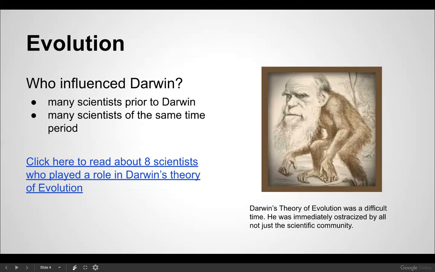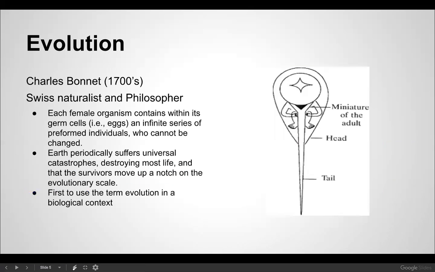So anyway, who influenced Darwin? Many did. Many of the scientists of the same period. You can click here and look at all the different people that played a role in it. But Charles Bonnet was one of them. Charles Bonnet was a Swiss naturalist and philosopher in the 1700s.